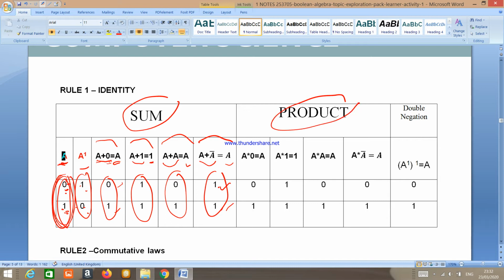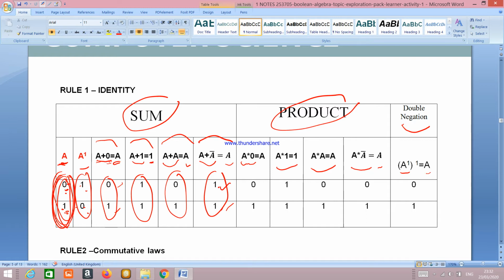Now we look at the product ones. A times 0 is 0. Now A times 1 is A, A times A is A, and A times A dash is 0. Now double negation: A dash, dash, it's A. You can try it.